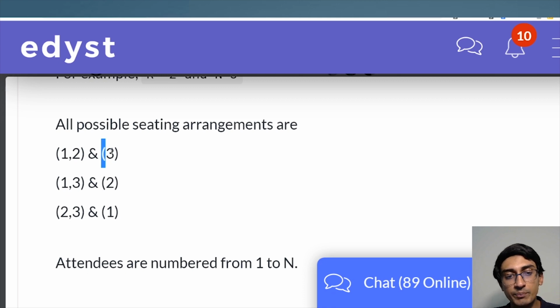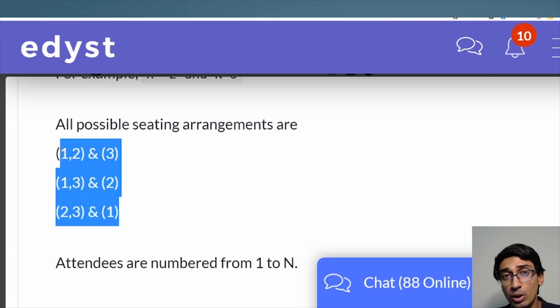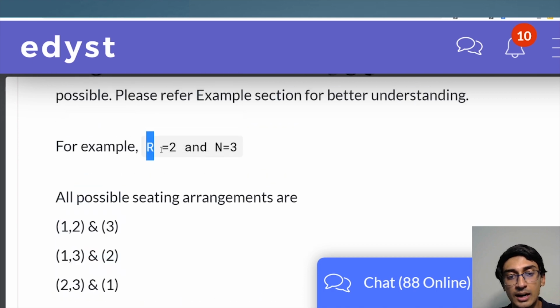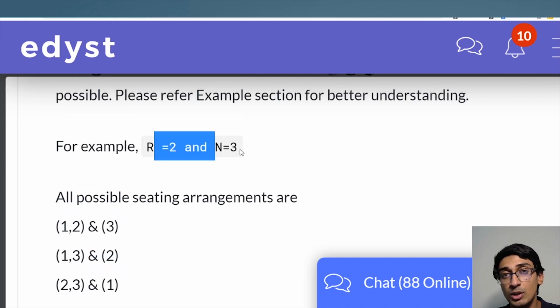And for each of them, I have to also fill the remaining table, right? Because there are 2 tables. So one person will be sitting lonely, and that person could be 3 or could be 2 or could be 1. Whoever it is, the point is there are 3 such combinations. So again repeating, R is the number of tables, N is the number of people.